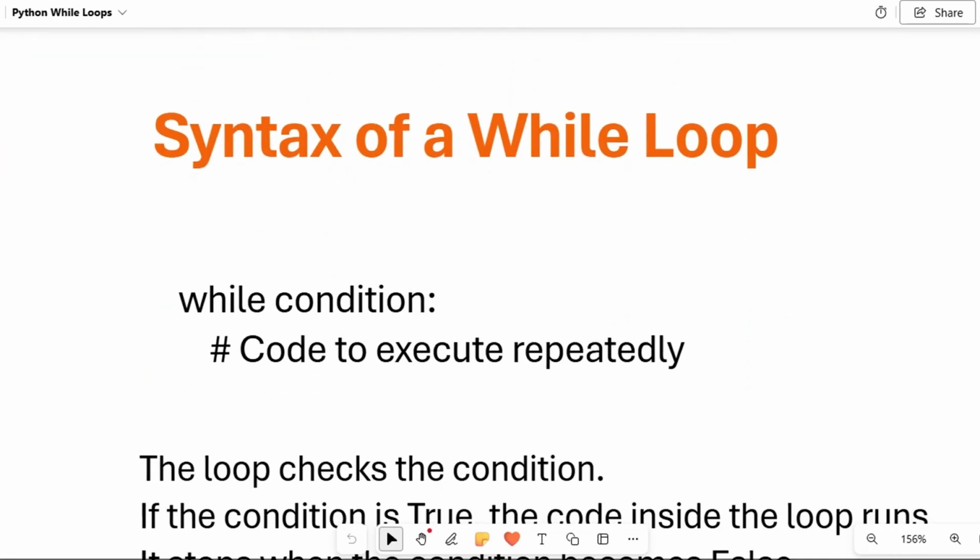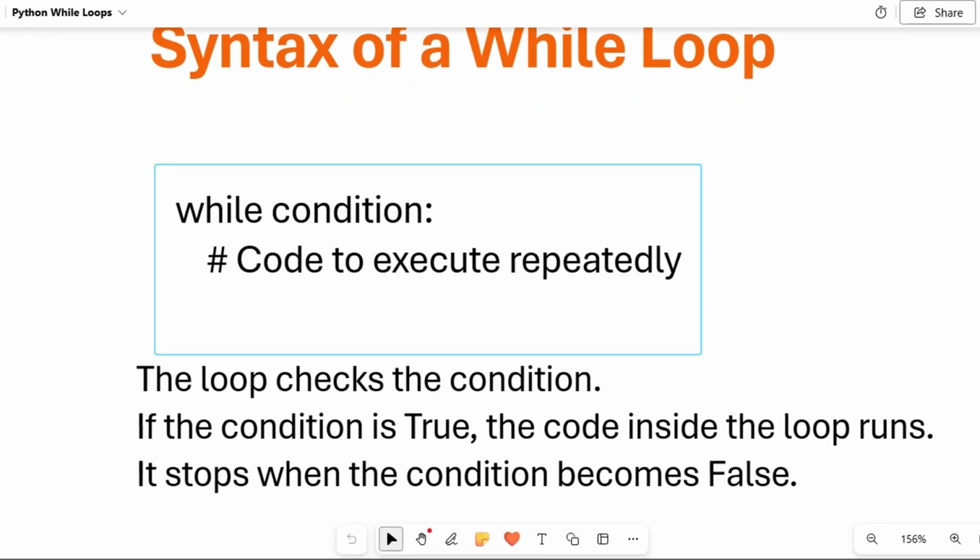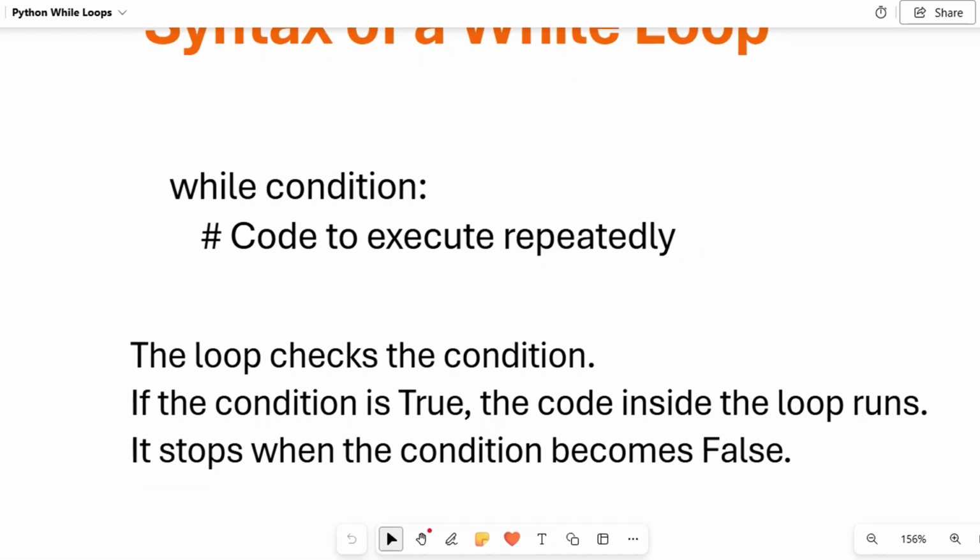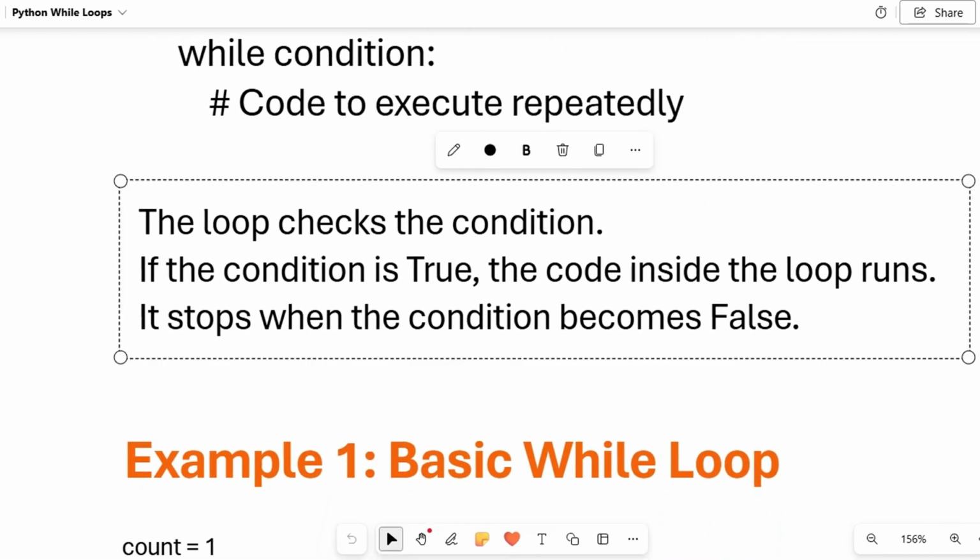And here we will understand the syntax of the while loop, and how it works. So here we will write while, and the condition can be anything. Like if we want to execute a particular block if the condition is true, suppose if age is greater than 18, then the statement inside that block will be printed, like "You are eligible to vote." That's it. The loop checks the condition. If the condition is true, the code inside the loop runs. It stops when the condition becomes false.